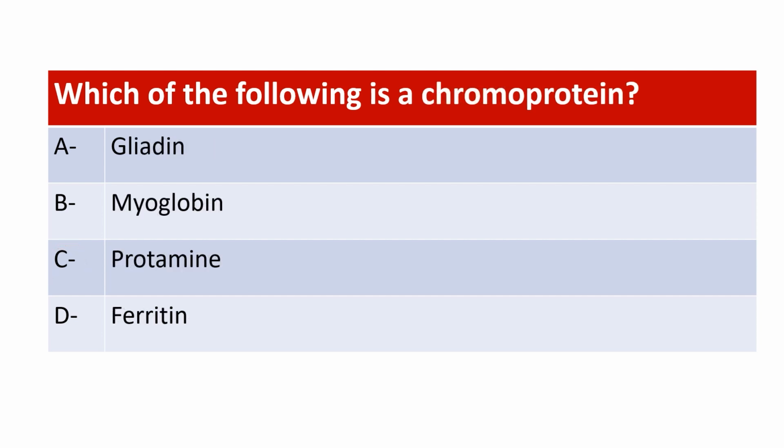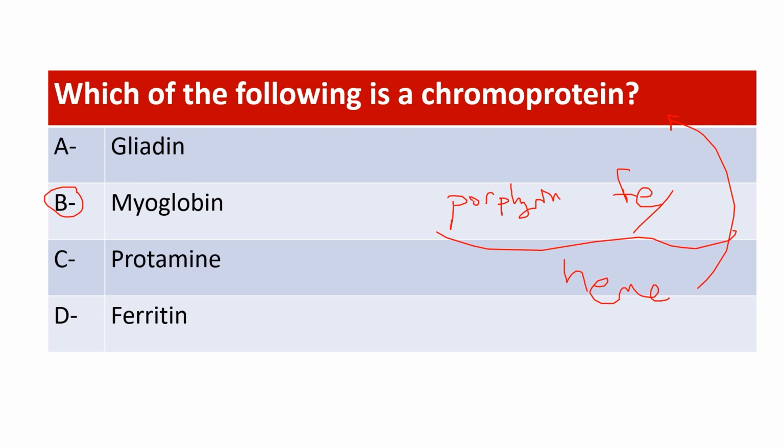Which of the following is a chromoprotein? You have the options gliadin, myoglobin, protamine, and ferritin. The answer is myoglobin. Let me explain. Chromoproteins are proteins that have a pigmented prosthetic group, such as hemoglobin with its red heme group. They carry porphyrin complexes, especially those carrying an iron, and this structure is called heme. Heme-carrying proteins are chromoproteins. The heme is the prosthetic group. So myoglobin is a heme-containing protein, and in the structure there is an iron, which also makes it a metalloprotein.